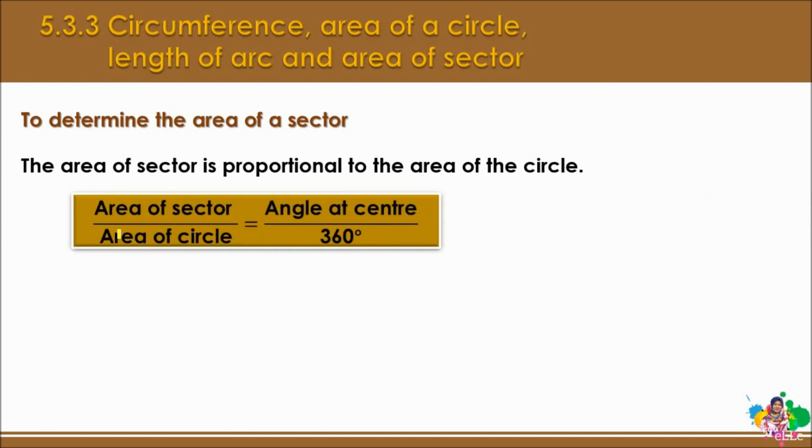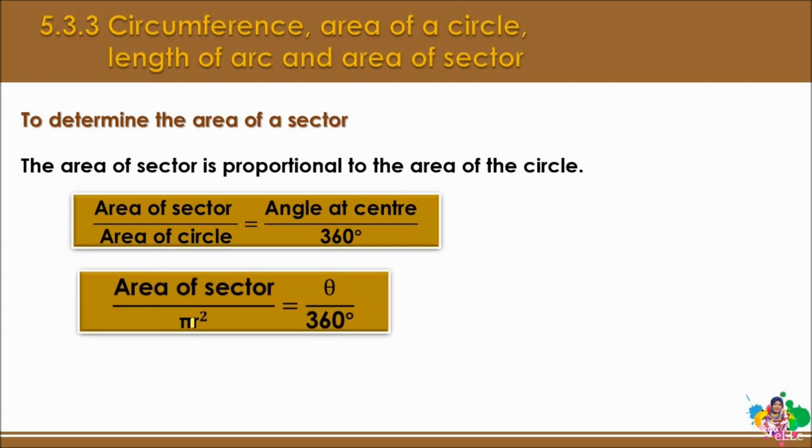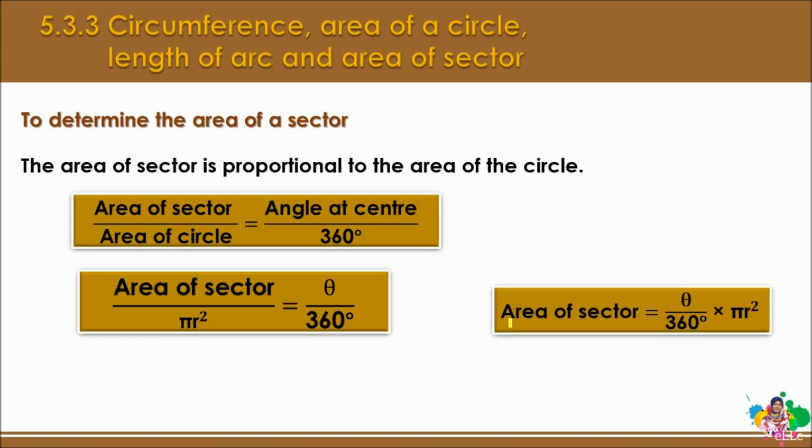Area of sector over area of circle equals angle at center over 360, just the same as the length of arc. You have to know the angle at the center. Then area of sector over pi r squared, because area of circle is pi r squared, equals theta over 360 degrees. The formula to find the area of sector is theta over 360 times pi r squared.